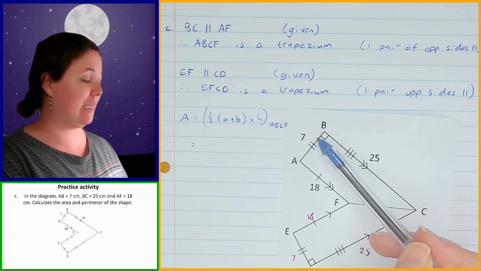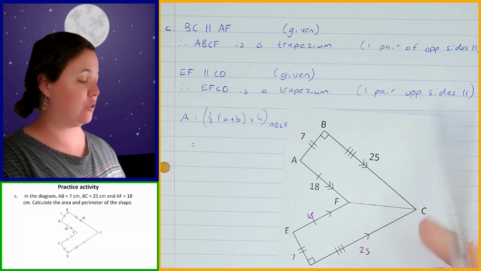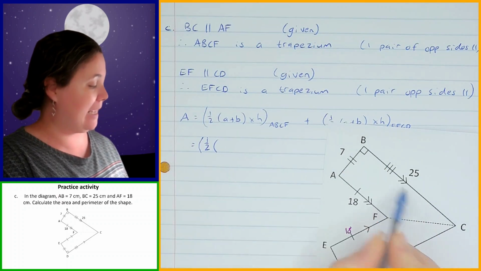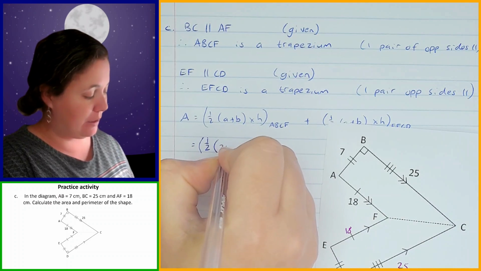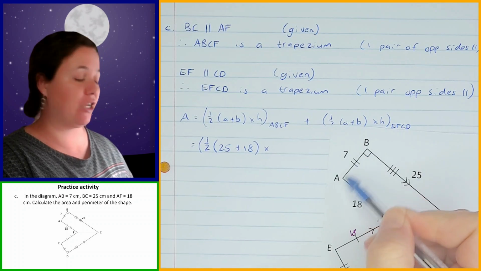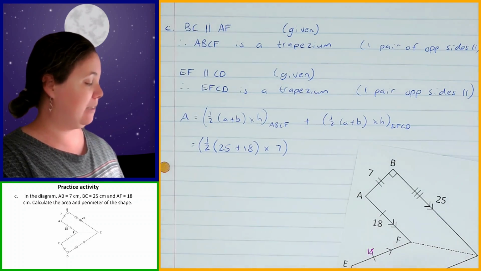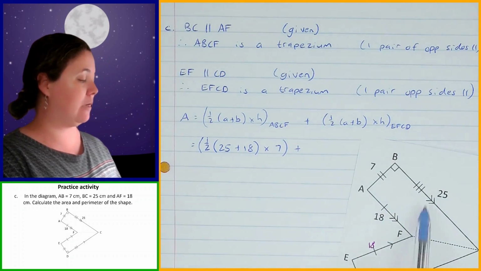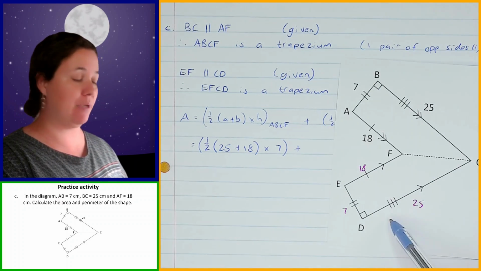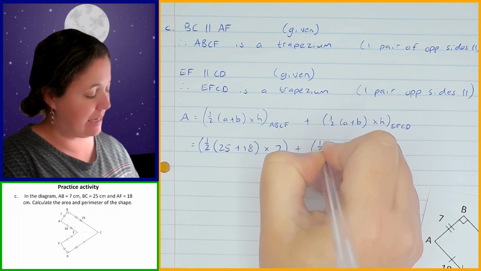Now this side over here is perpendicular to these two sides, which means that this is my perpendicular height. So I'm going to have over here half, and then A and B are 25 and 18. So 25 plus 18 times my height, which is the perpendicular distance between those two sides, which is 7. And then for this one over here, it's going to be the same because I've got the same length sides. So 18 and 25 are also going to be my A and my B, and my perpendicular height is also 7. So it's going to look exactly the same.